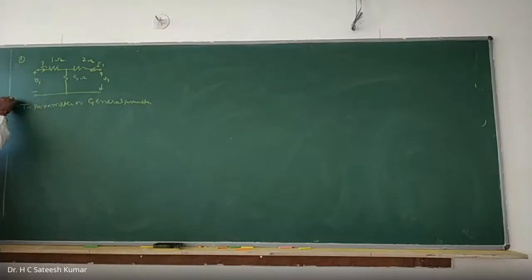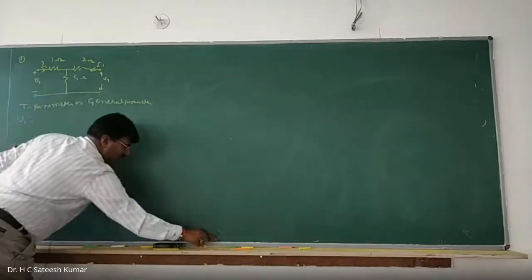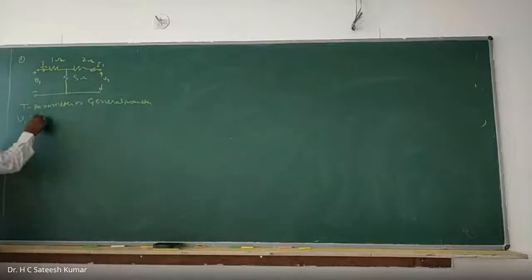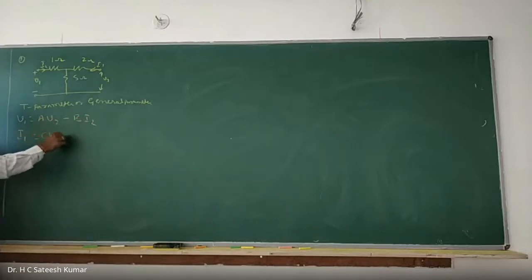Right. So now what is it that we have? We first go for the defining equations. So V1 is equal to A V2 minus B I2. You should remember all these things. I1 is equal to C V2 minus D I2. Defining equations.